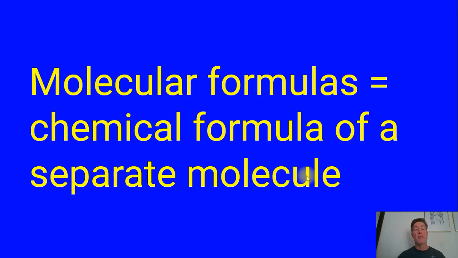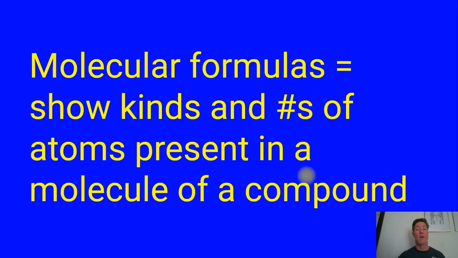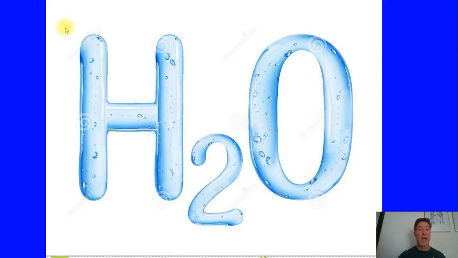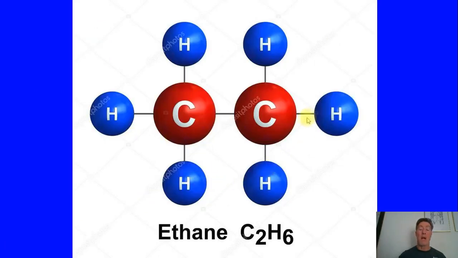So molecular formulas give us the chemical formula of a separate molecule, like water. It shows us the kinds and the numbers of the atoms present in the molecule of the compound. So here, the subscript tells us we have 2 hydrogens bonded together with 1 oxygen atom. And this together is a molecular unit, a molecule. Here's another molecule. This tells us this is 2 carbons bonded together with 6 hydrogens, called ethane.